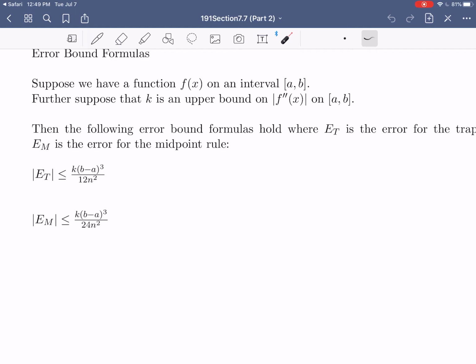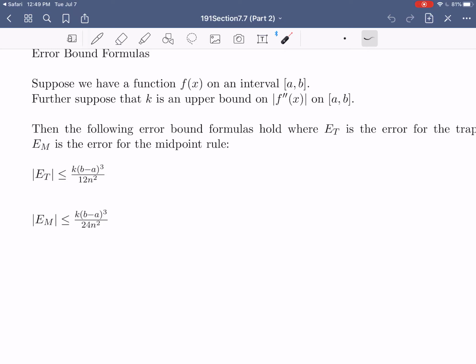All right, so last thing I want to comment on before we get into our examples is that these are error-bound formulas. You'll notice that this says that the error has to be less than or equal to these expressions, not equal to, meaning that the actual error might be significantly less than this. These formulas calculate the worst possible case for the error. The true error is just guaranteed to be less than or equal to that.